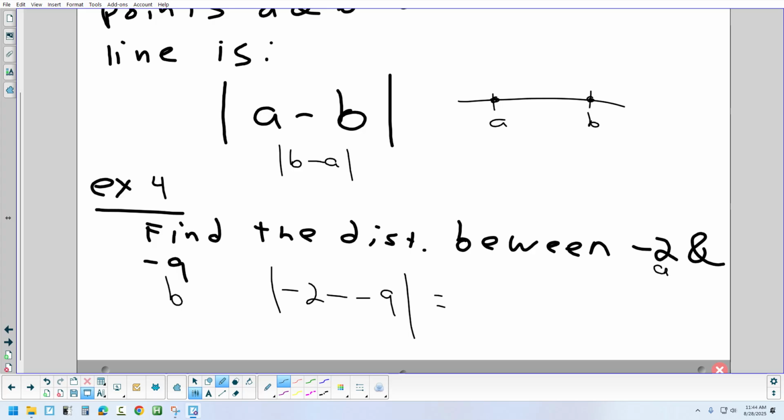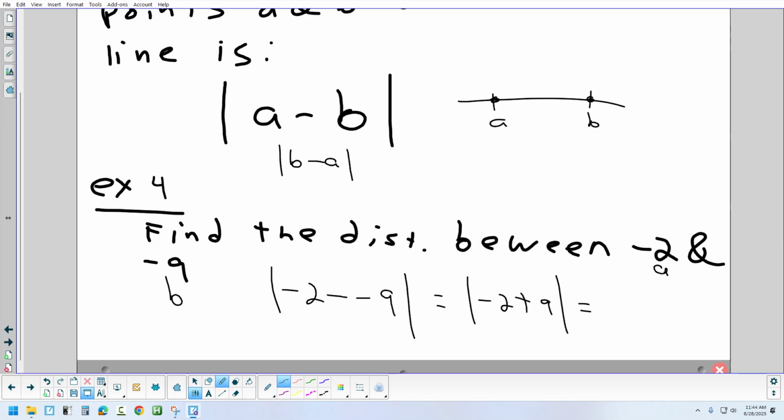Now, if you're going to simplify that, think of your absolute value bars as like parentheses. You're going to do what's inside first. What's going to happen inside when you do -2 minus -9? Yeah, the double negative turns into a positive. So that's going to become a positive.